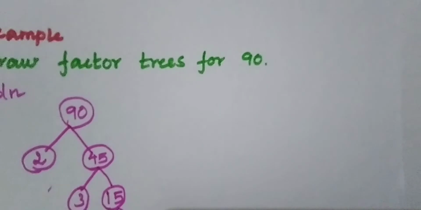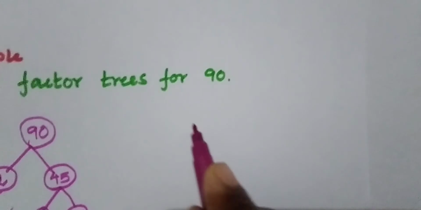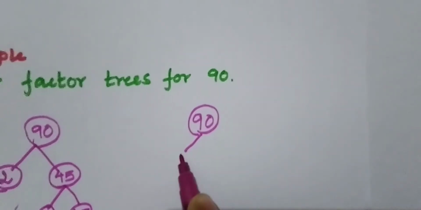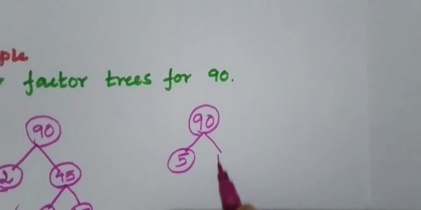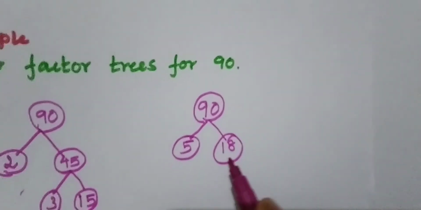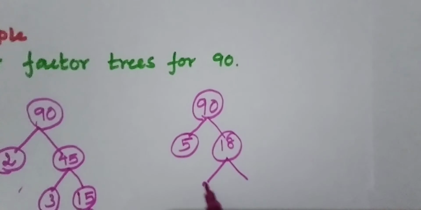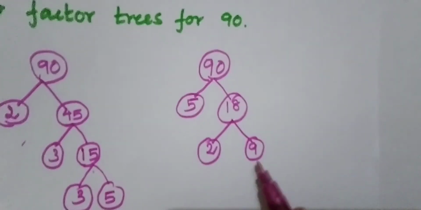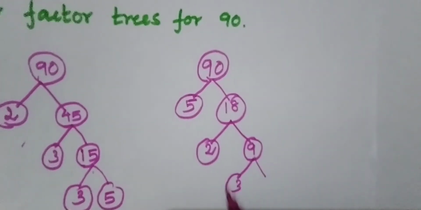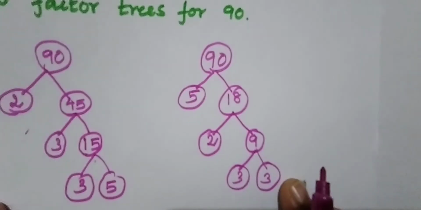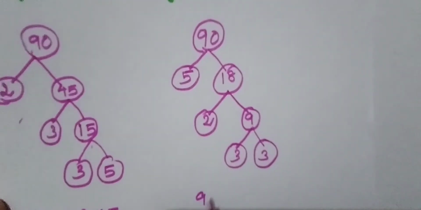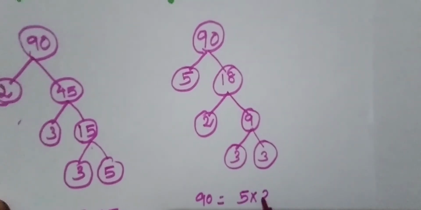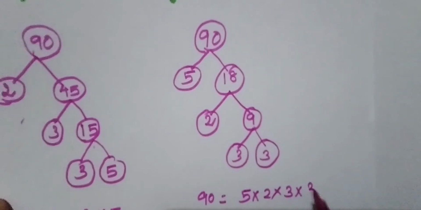So another way of solving this one is, start with 5 tables. 5 18s are 90. Again do it with 2 tables. 2 9s are 18. Now 3 3s are 9. Now the factors of 90 is equal to 5 into 2 into 3 into 3.